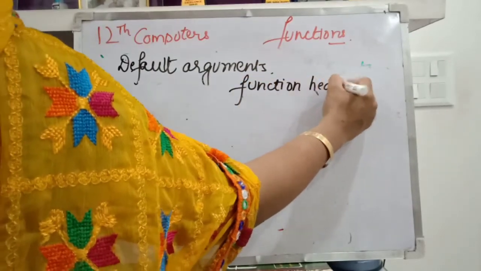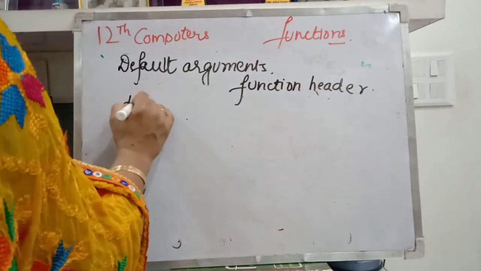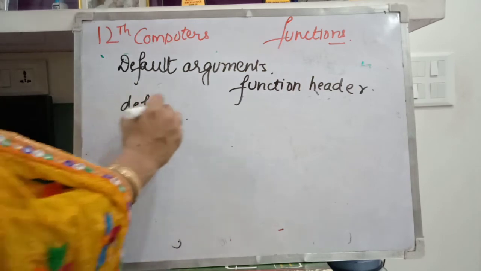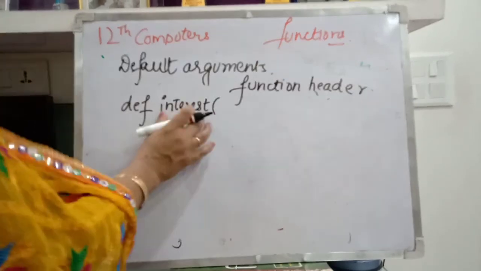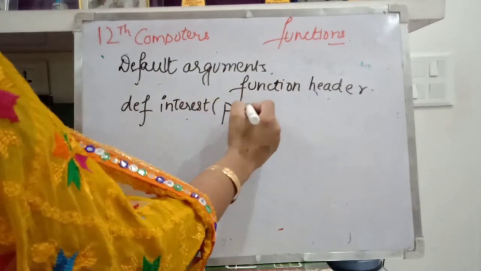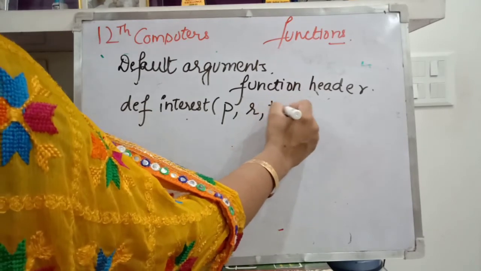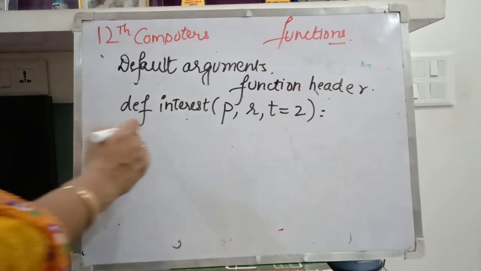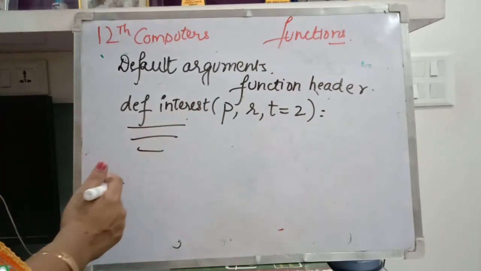So let's take an example and try to understand what default arguments are. As I said, it is defined in the function header. So this is my function. Let's suppose interest is the function name, and I have passed the arguments p, r, and let's suppose t is equal to 2. This is my function. Now this function is doing something, I am not defining that part.